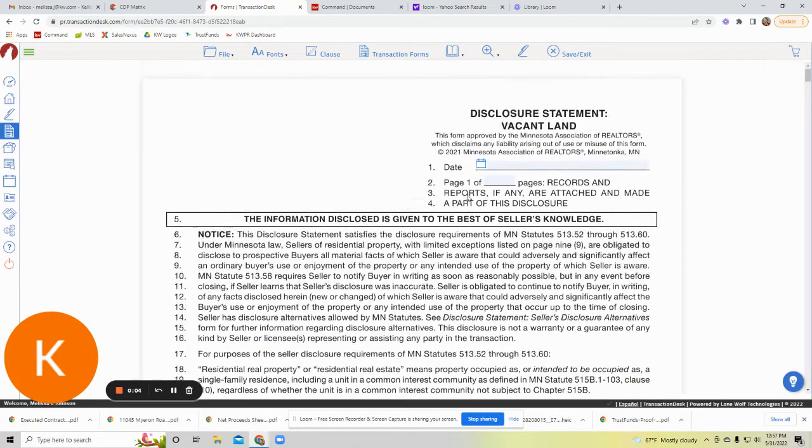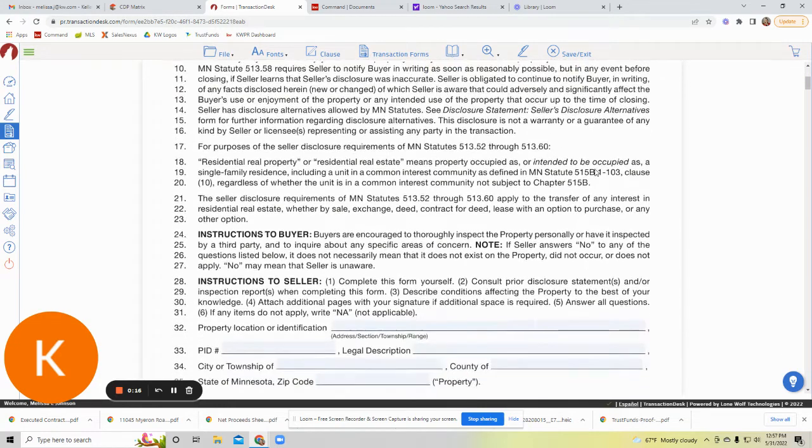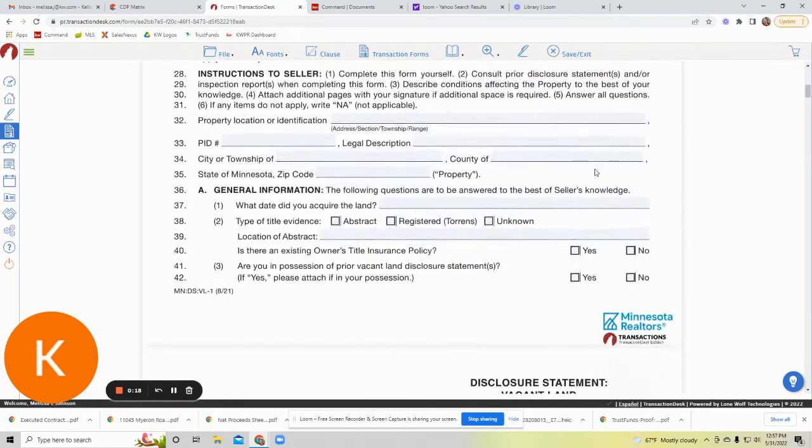When listing a piece of property that does not have a residence on it and it's vacant land, you need to be sure to have your seller fill out the disclosure statement specific to vacant land. You'll notice that it's very similar to the standard property disclosure where it asks for the address, the legal description. This one also asks for the PID number.